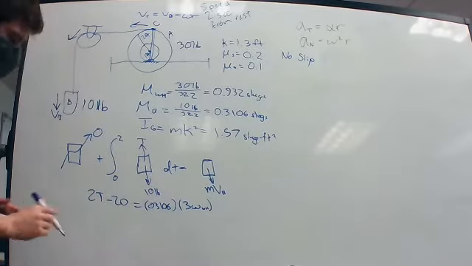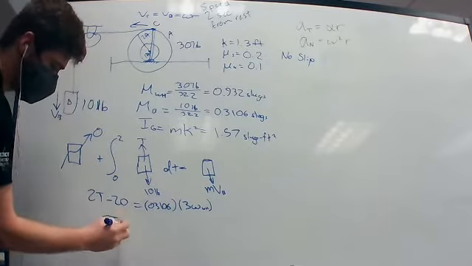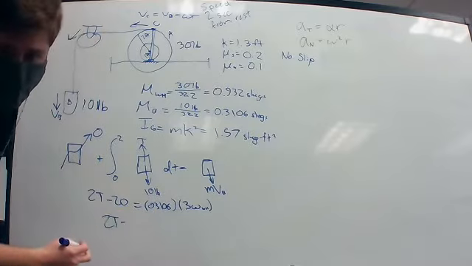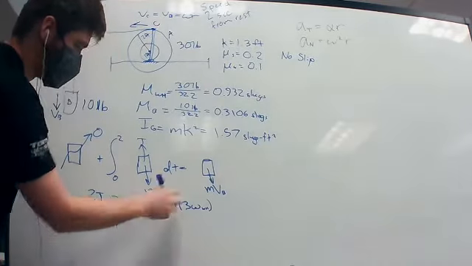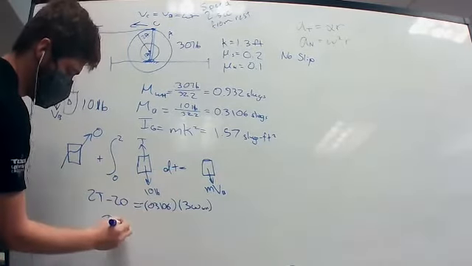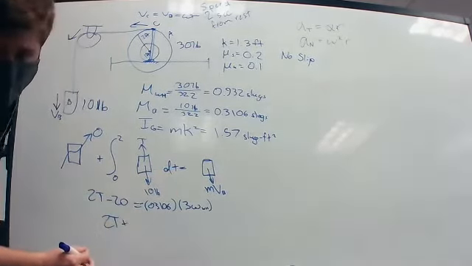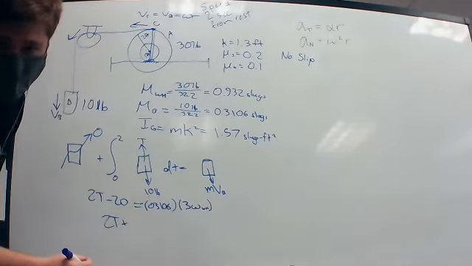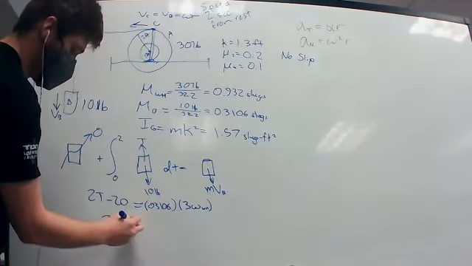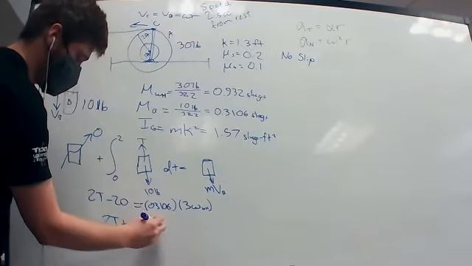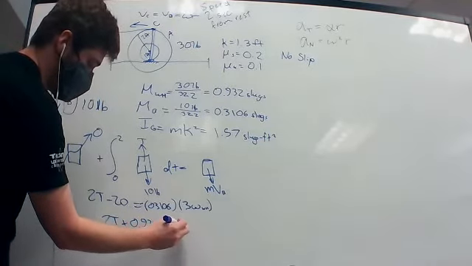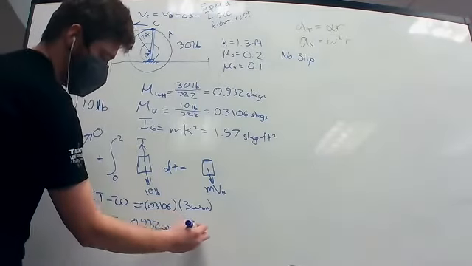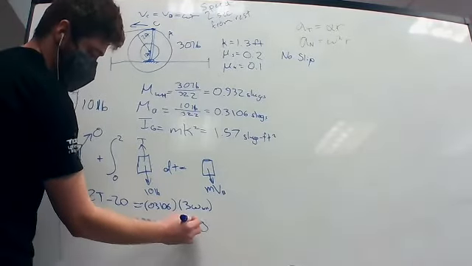So we can write this as 2t minus, sorry, this should be minus here because this is moving down. So 2t plus 0.932 omega of the wheel is equal to 20. So this is our first equation.